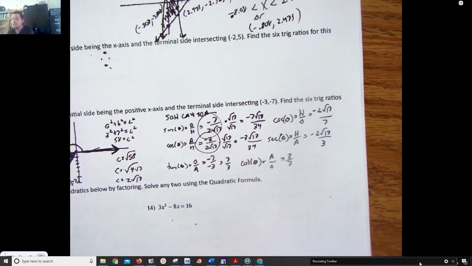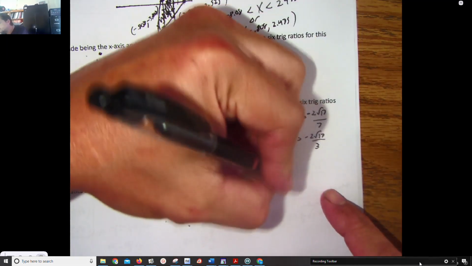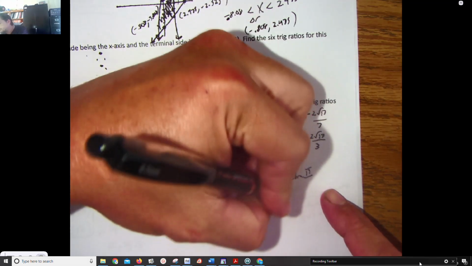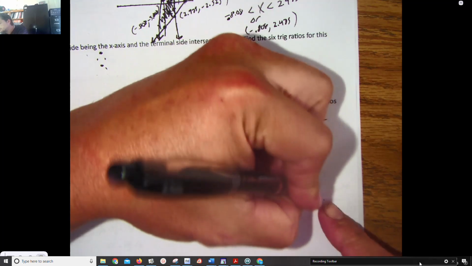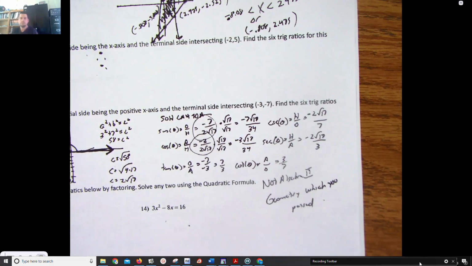And this is not an Algebra 2 skill. Not Algebra 2. It's geometry, which you passed. So what's the problem?